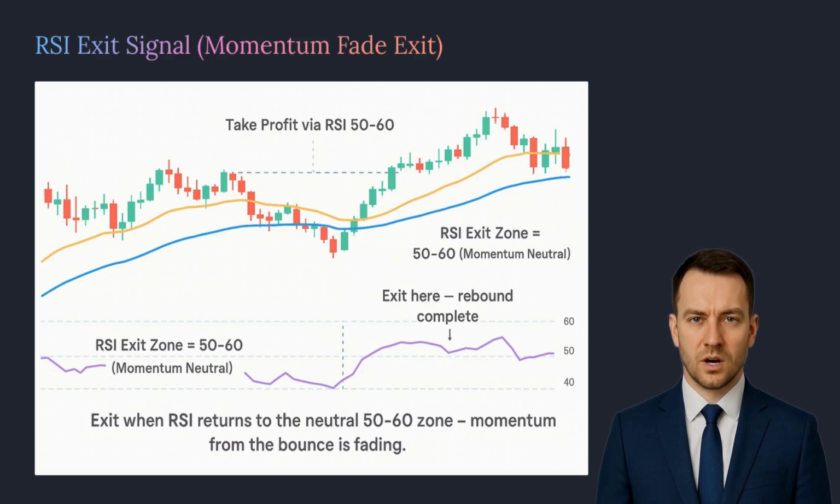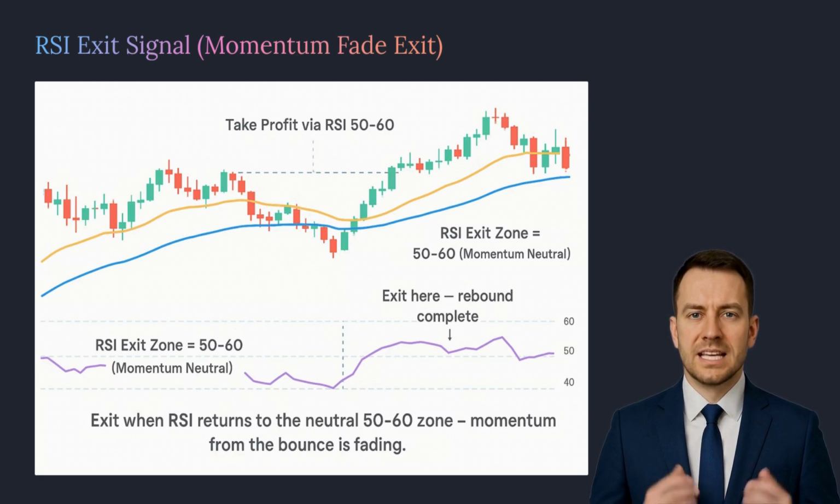In practice, for the long example, RSI going from under 30 up to 50 plus likely coincides with a decent price move, those 5 to 10 pips we wanted. By exiting at RSI 50, you ensure you're out before the move possibly stalls.